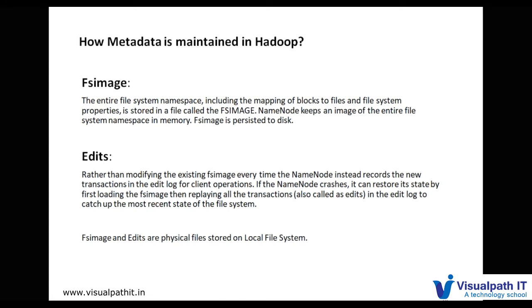And edits. What are the edits? Rather than modifying the existing fs image every time, the name node instead records the new transactions from client applications in the edit logs. If the name node crashes, it can restore its state by first loading the fs image, then replaying all the transactions, also called edits, in the edits log to catch up to the most recent state of the file system. The fs image and edits are physical files stored in the local file system.